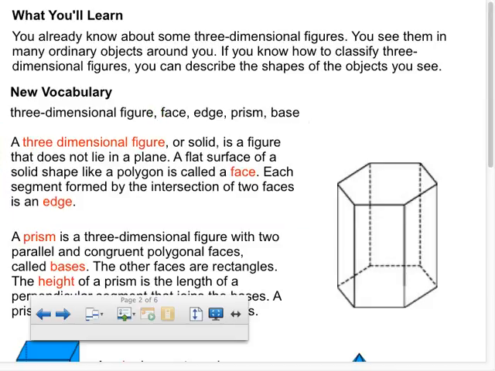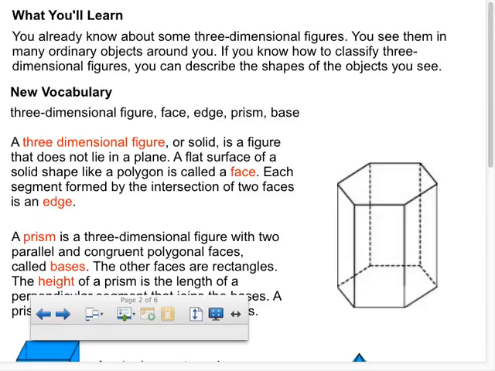A flat surface of a solid shape like a polygon is called a face. Each segment formed by the intersection of 2 faces is an edge. So I have a prop, and you won't be able to see this prop in the video, but I'm going to hold it up. It's a box. You guys see my box? Okay. So each of these, do you guys see each face?